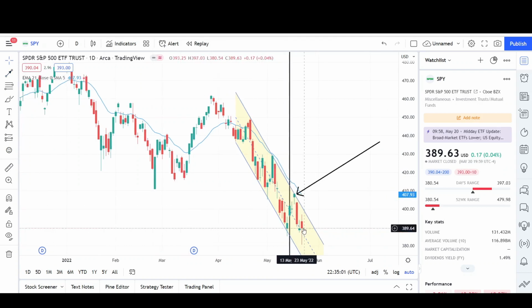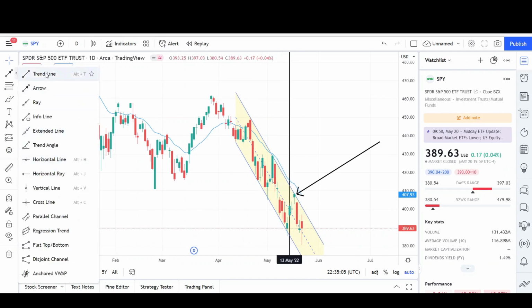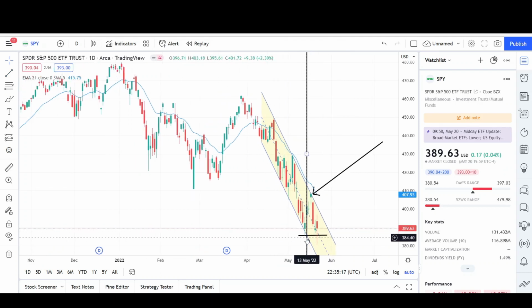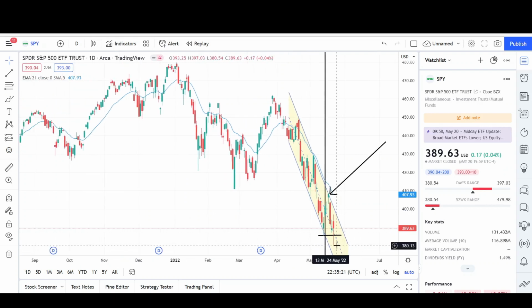But the bulls brought the market up and the bears could not close below this prior low. The price did trade below it, but we cannot close below it. So it does show a little bit of strength for the bulls. But I don't think this is the bottom.